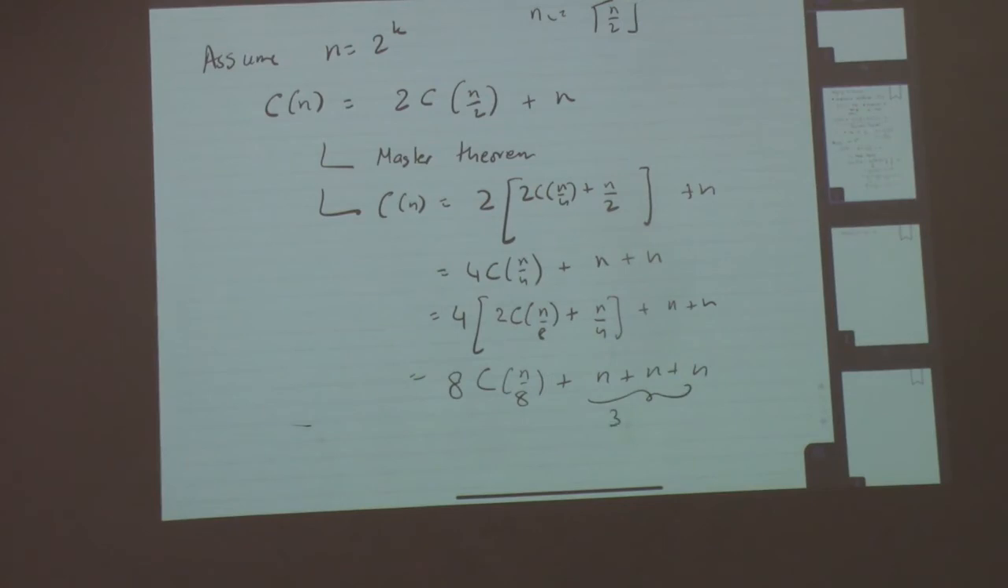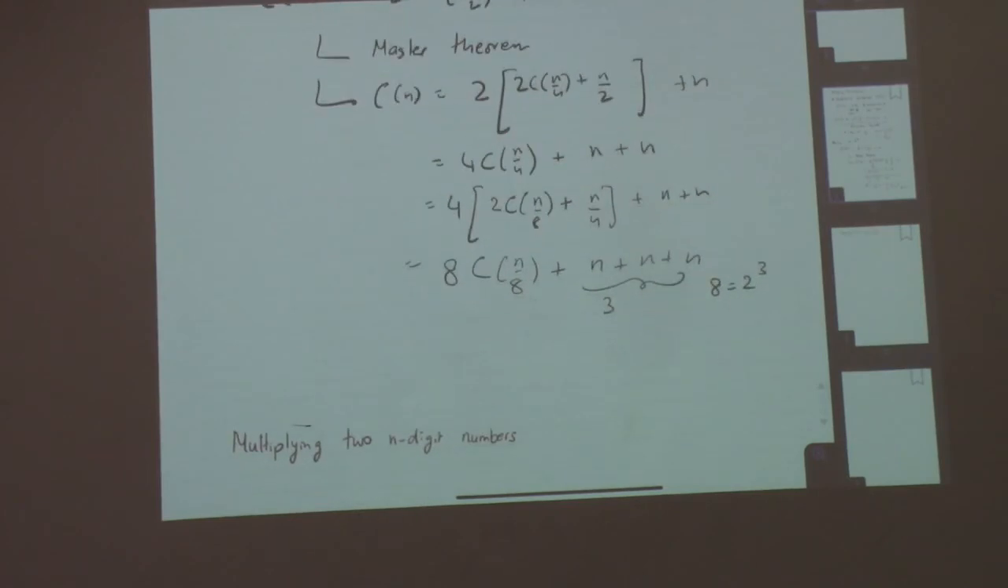And I will note that in all three of these, the coefficient matches the denominator, and I also note that 8 is equal to 2 cubed. This is not an accident. And you can keep going till this will become 2 to the k times C of N over 2 to the k, which is 1, plus k times N. Because every time you divide by 2, you add one more value of N. And at this point, you can see what's going to happen. That when N is equal to 2 to the k, k must be log N. So this gives you 1.